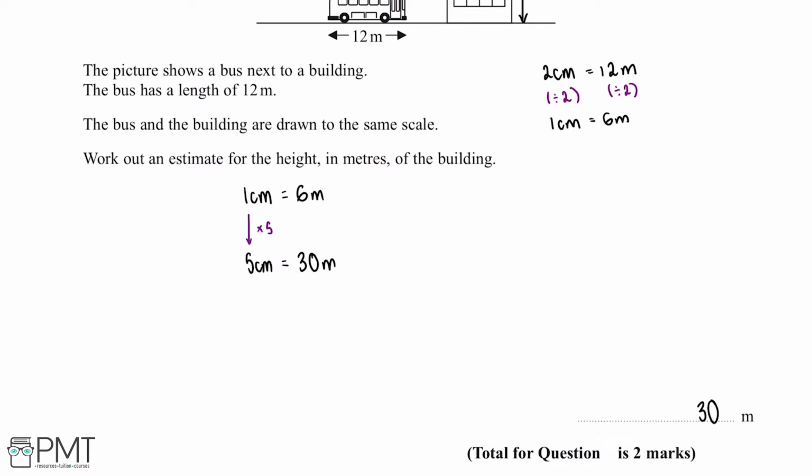Now this question's worth 2 marks. We'll get our first mark for showing that we understand that 2 centimetres represents 12 metres, and our second mark for the correct answer.